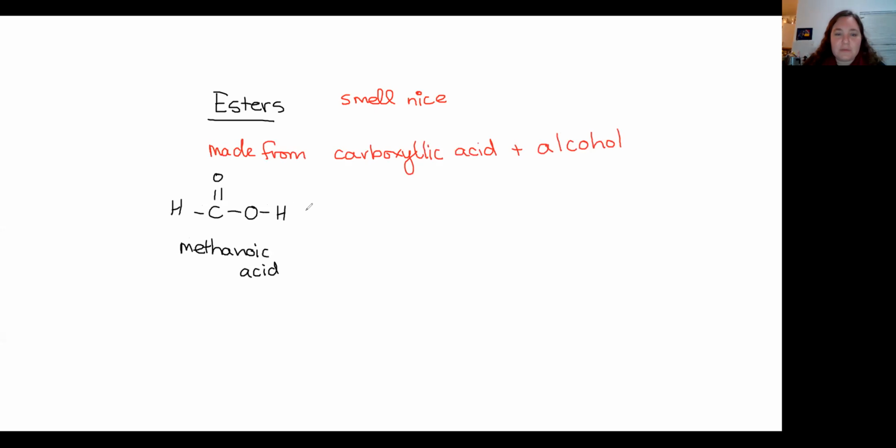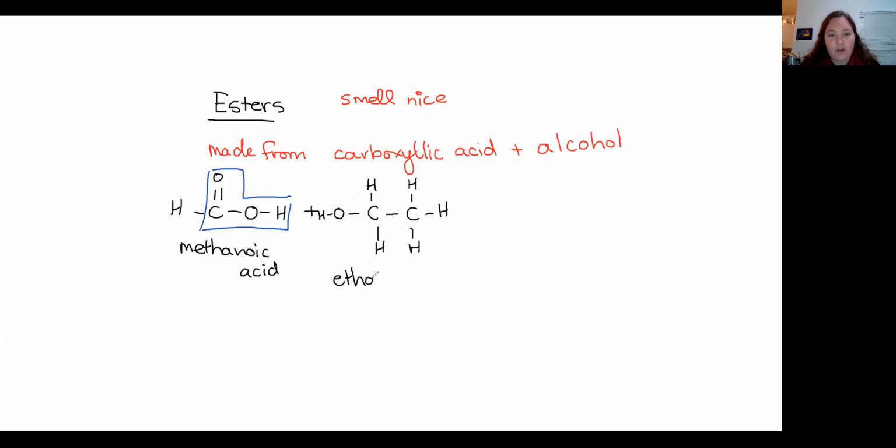I could react this methanoic acid with an alcohol. Now, in order to be able to draw this easily, make sure that your functional groups face each other. If you draw them on different sides, it gets very hard to see. So my alcohol, for example, if I do an alcohol with two carbons, that would be ethanol, okay? So I've got methanoic acid, and over here, I've got ethanol, okay? And the important thing here is that these two functional groups face each other.